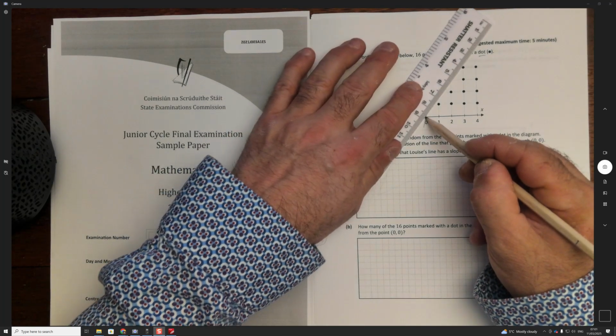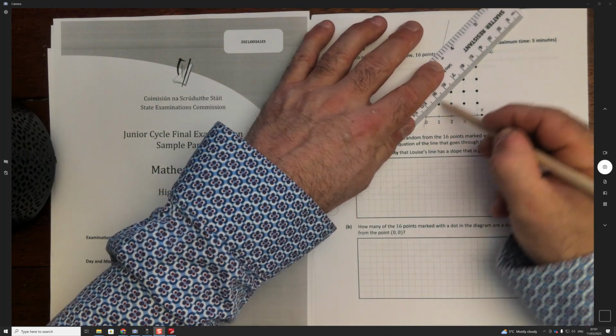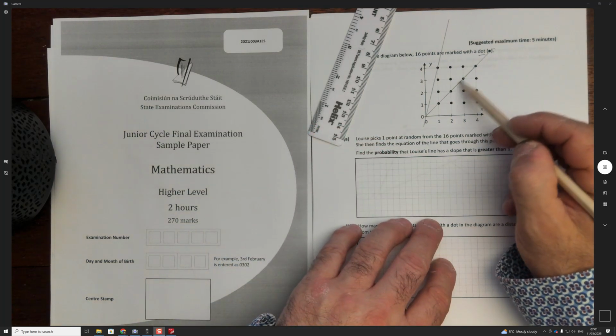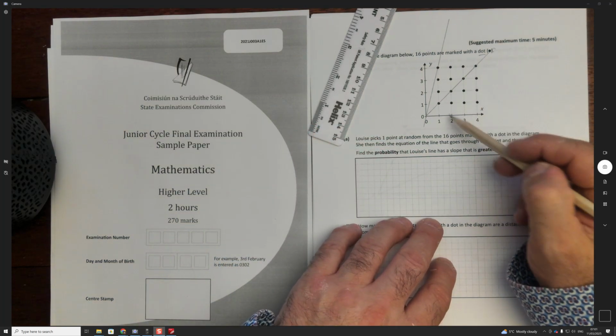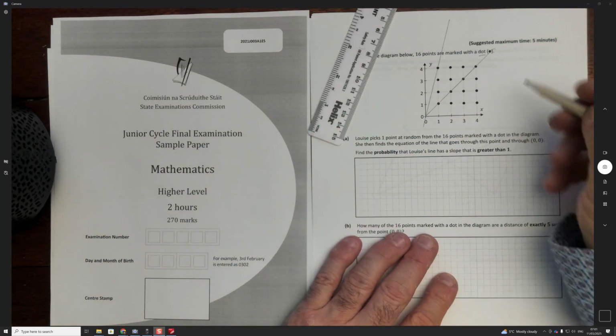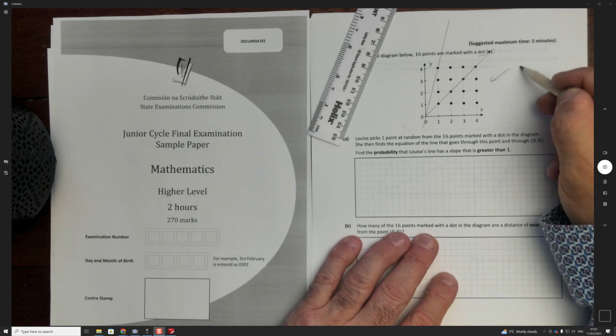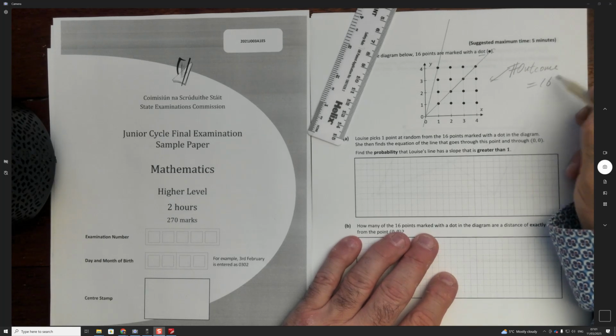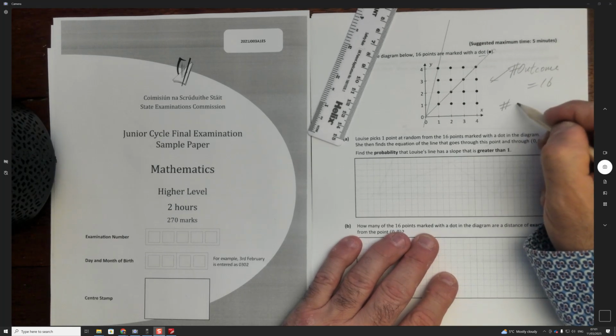So you need to understand that this has a slope of 1, and lines which are not greater than 1, none of these will count. So this is all the outcomes. There are 16 of them. In other words, the number of outcomes equals 16, and the number of the events.